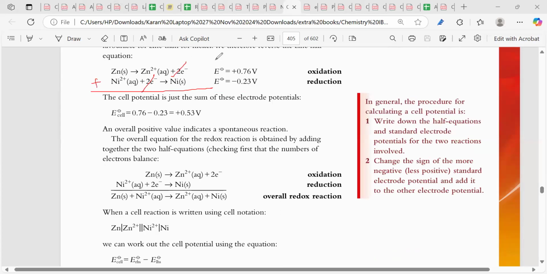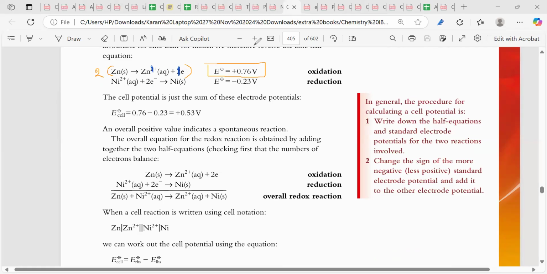Make sure that the electrons are balanced, right? Suppose you had got a half reaction, which is this. Suppose I'm telling you. What would have been done, Arnav? We have to multiply this equation by 2. Understood? And don't multiply the electrode potential.